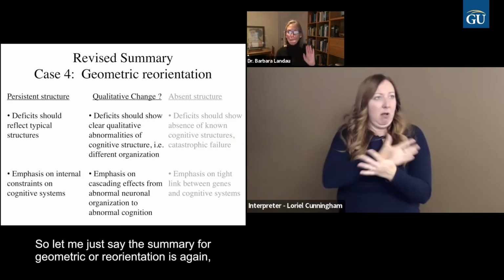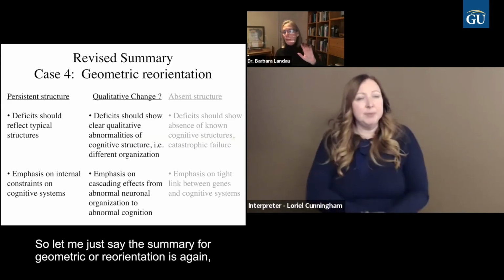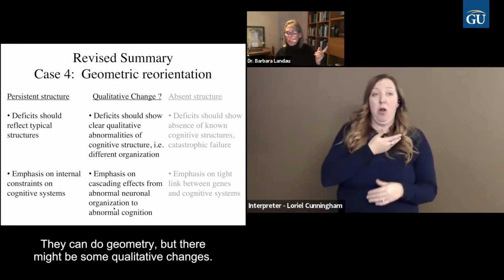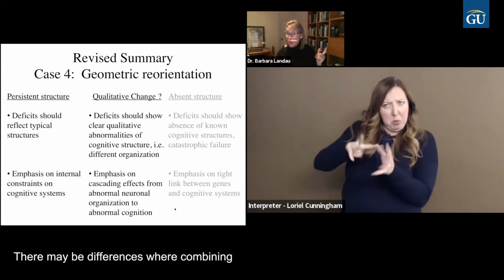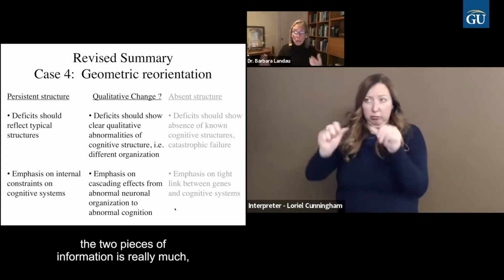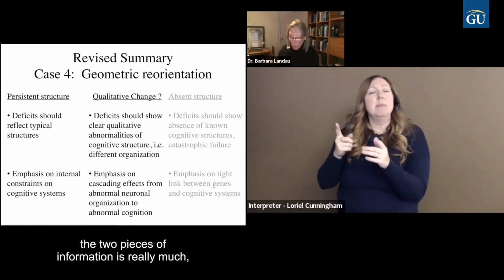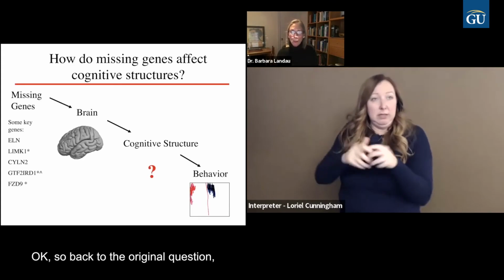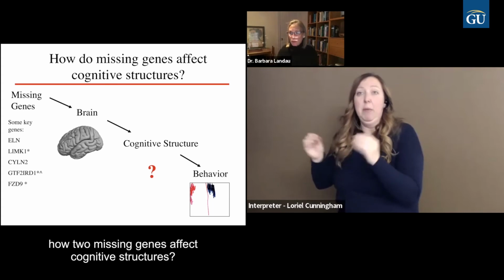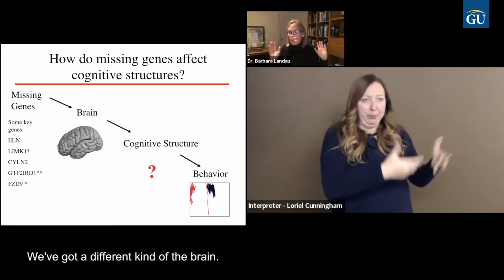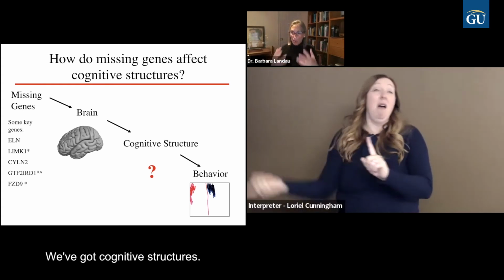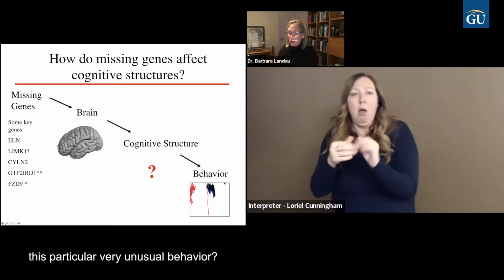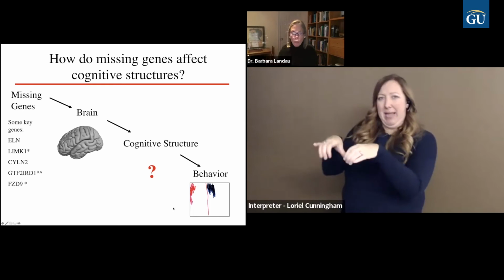So let me just say the summary for geometric reorientation is, again, there is persistent structure. They can do geometry, but there might be some qualitative changes. There may be differences where combining the two pieces of information is much, much more difficult for them. Okay, so back to the original question. How do missing genes affect cognitive structures? Missing genes, we've got a different kind of brain, we've got cognitive structures. What are those structures like to produce this particular very unusual behavior?